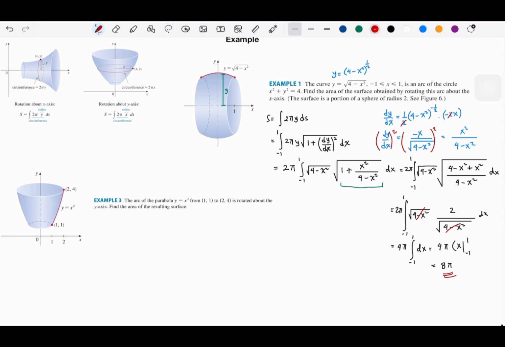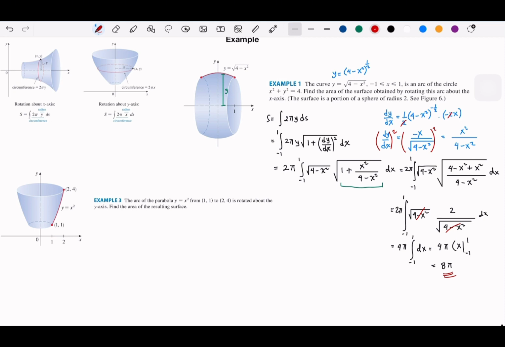So basically, this is saying that we have a parabola y equal x squared, which is this red line, okay, from x equal 1 to x equal 2, rotated through the y-axis. And then we need to find the surface. And the picture already gives you points, 1, 1 and 2, 4, according to x squared.